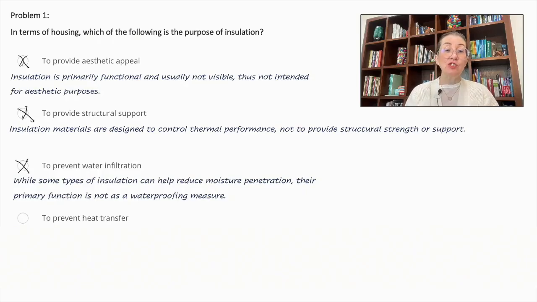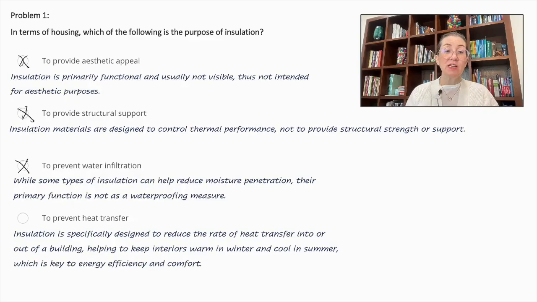To prevent heat transfer. Insulation is specifically designed to reduce the rate of heat transfer into or out of a building, helping to keep interiors warm in winter and cool in summer, which is key to energy efficiency and comfort. Therefore, the main function of insulation is to regulate temperature by preventing unwanted heat transfer between the interior of a building and the external environment.